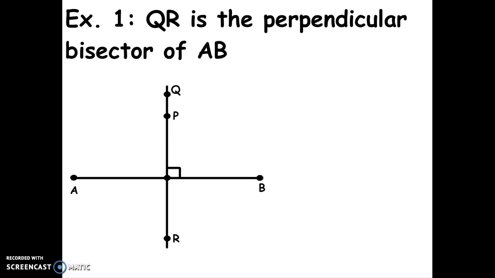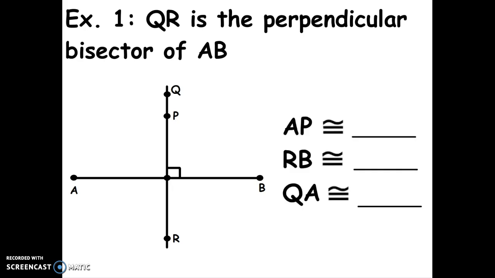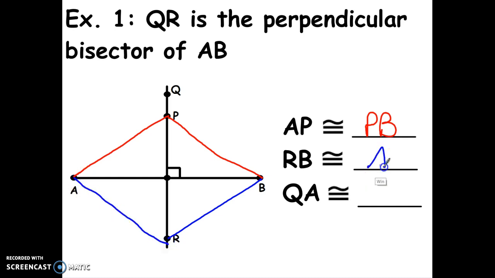Example 1. QR is the perpendicular bisector of AB. So we're going to find the following. Let's look and see what line segment is congruent to AP. Well, here's AP, so its congruent line segment would be PB. RB is here. Its congruent line segment would be AR. And then finally, QA. Its congruent line segment would be QB.